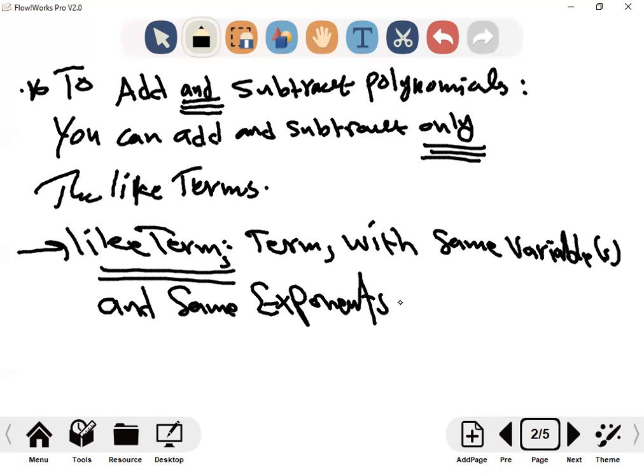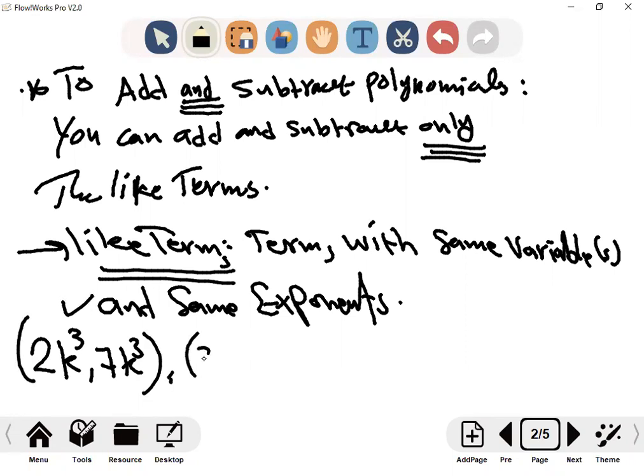You understand what I wrote here? You understand all the adding and subtracting, okay? So to add and subtract polynomials, you only add and subtract the like terms. What are the like terms? Terms or monomials with the same variables and same exponents. Like, for example, 2k power 3 and 7k power 3. These are like terms. You can add them, you can subtract them. Got it? 2 plus 7, 9k power 3. 2 minus 7, minus 5k power 3. Okay? So here like terms. Now 2kf power 2 and negative 3k power 2f.